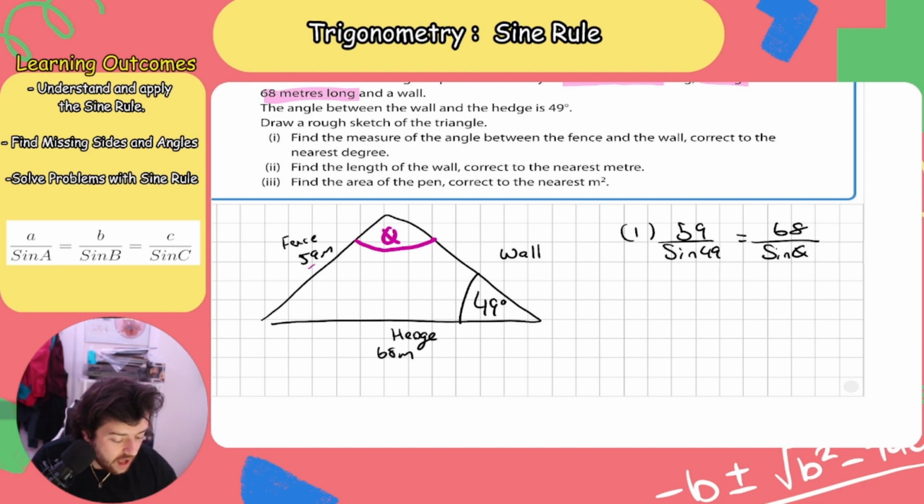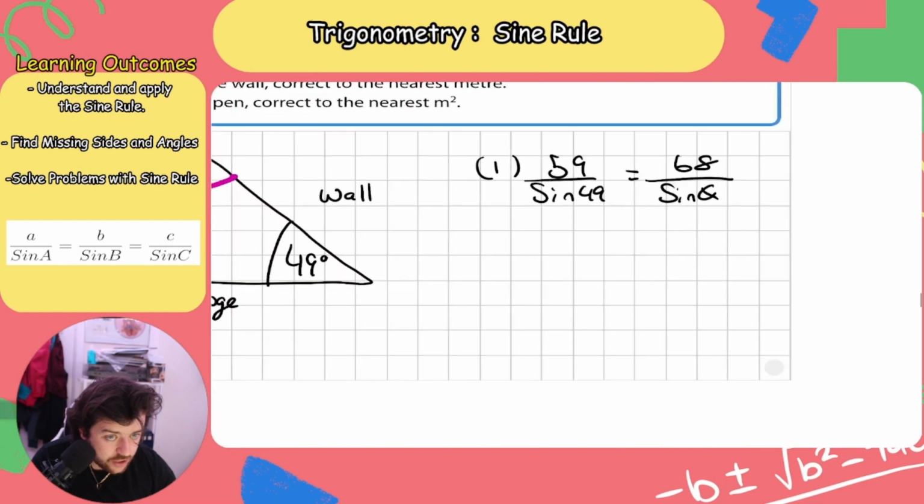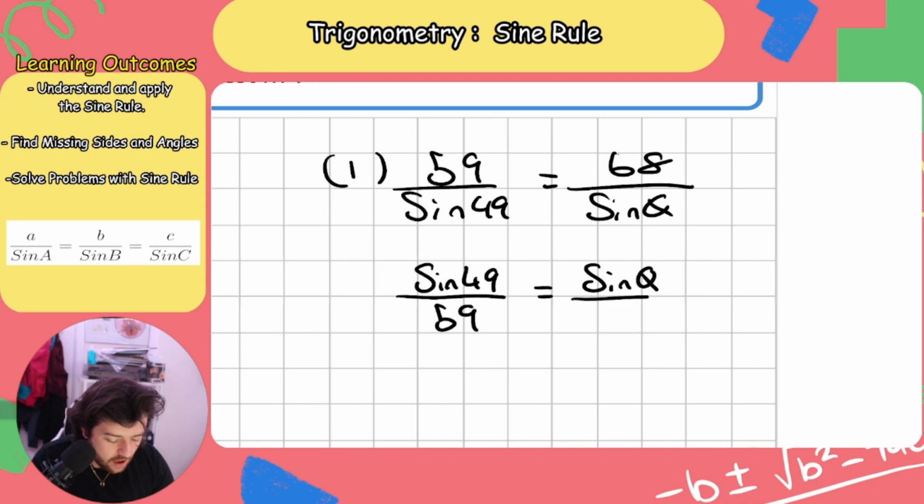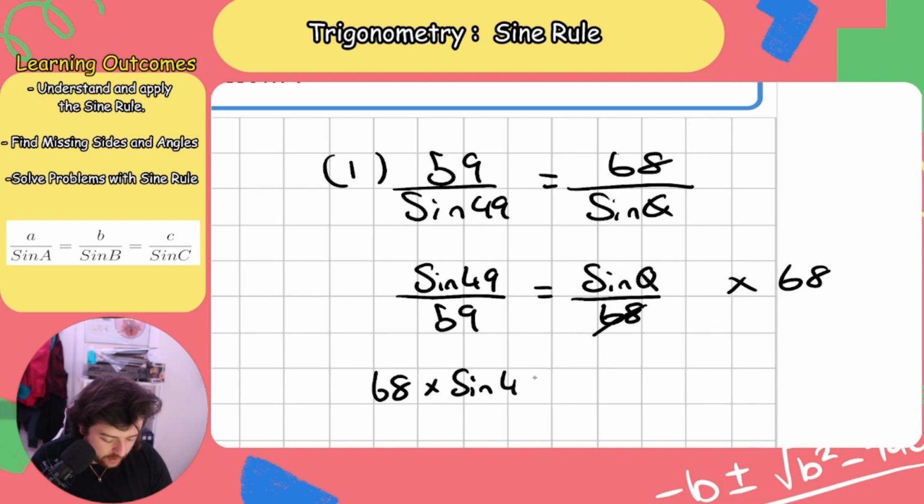So again, I have two fractions equal to each other, so I can just let their inverses equal to each other. So I know sine 49 divided by 59 is going to be equal to sine theta all over 68. Now I want sine theta on its own, so I'm going to multiply both sides by 68. So the 68 will cancel here, and I'm going to have 68 times sine 49 all over 59 is equal to sine theta.